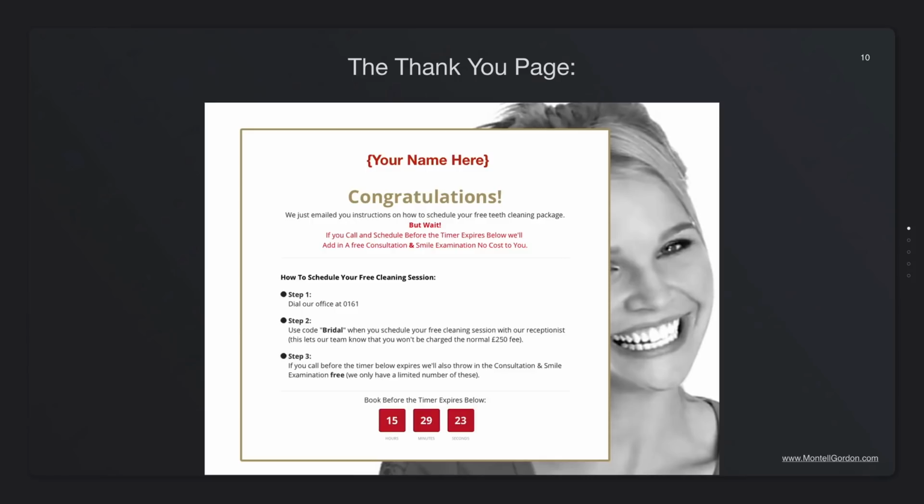So what you'd want to do, just to urge your leads even more to make a phone call and a booking with you, is add in some sort of scarcity. For example, at the bottom you can see there's a timer saying the offer will expire if that timer gets down to zero. And then we also add in an extra bonus. In this particular case, again, we didn't end up running this, but it says if you call and schedule before the timer expires below, we'll add in a free consultation and smile examination, no cost to you. You just want to incentivize them to make a phone call and actually make a booking with you ASAP to really drive leads through your door.